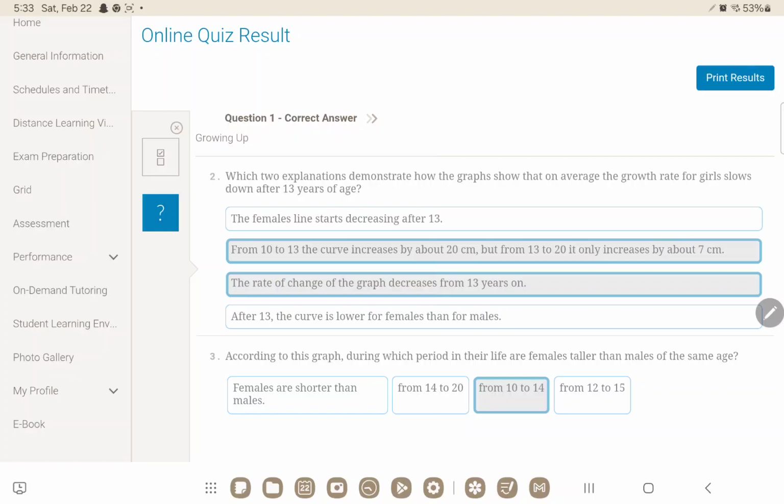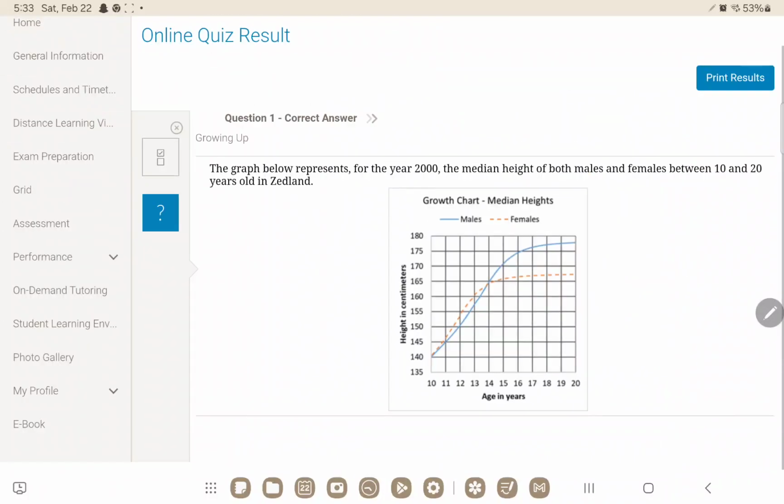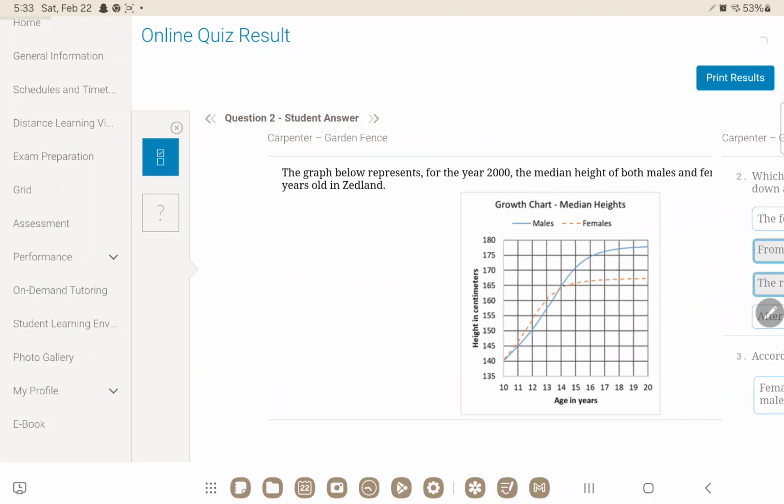Now, according to this graph, during which period in their life are females taller than males of their same age? So you have to look at the blue line and see when the orange line is above the blue line. It's between here and here. So this is between 10 and 14. Moving on.